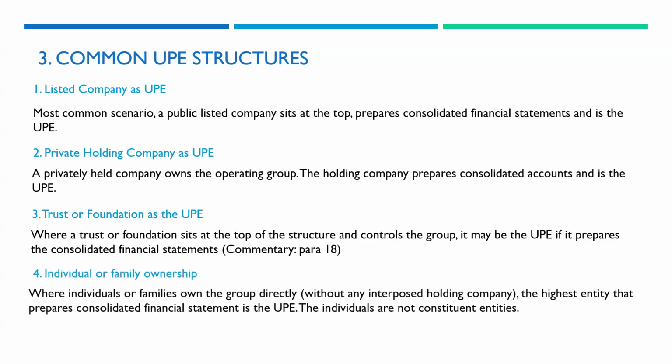Now if it is ultimately held by an individual, or by a family or a group of persons, where individuals or families own the group directly without any interposed holding company, the highest entity that prepares consolidated statements is the UP. The individuals are not constituent entities. So if ultimately the group is owned by individuals, the individuals won't prepare consolidated financials. It's only the UP that prepares. So the highest point where the consolidation happens, that is the UP in that case.